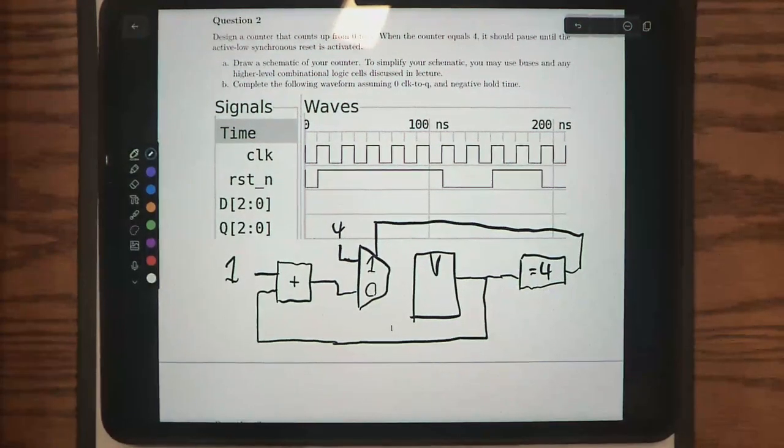Is it okay if we input differently? Yeah, there's a few different ways of drawing this, but as long as it operates correctly.